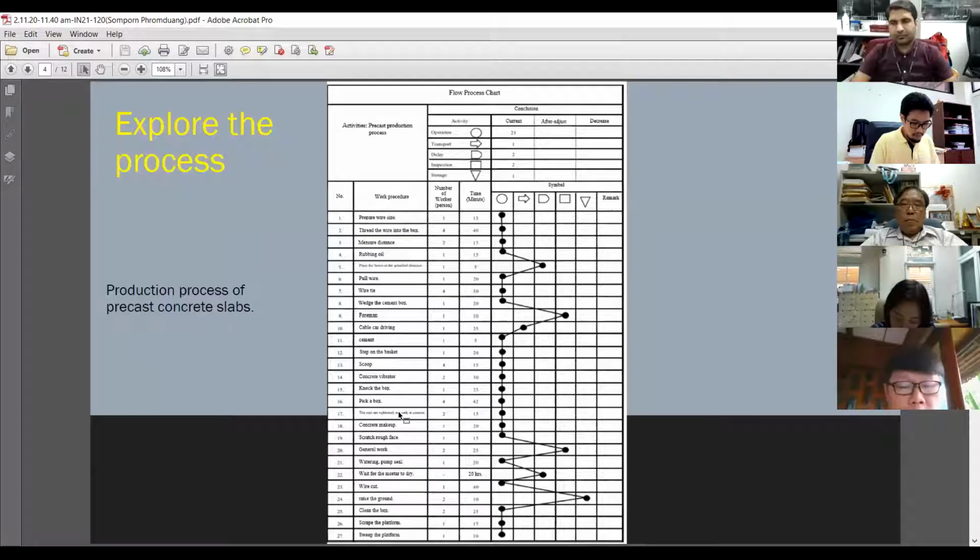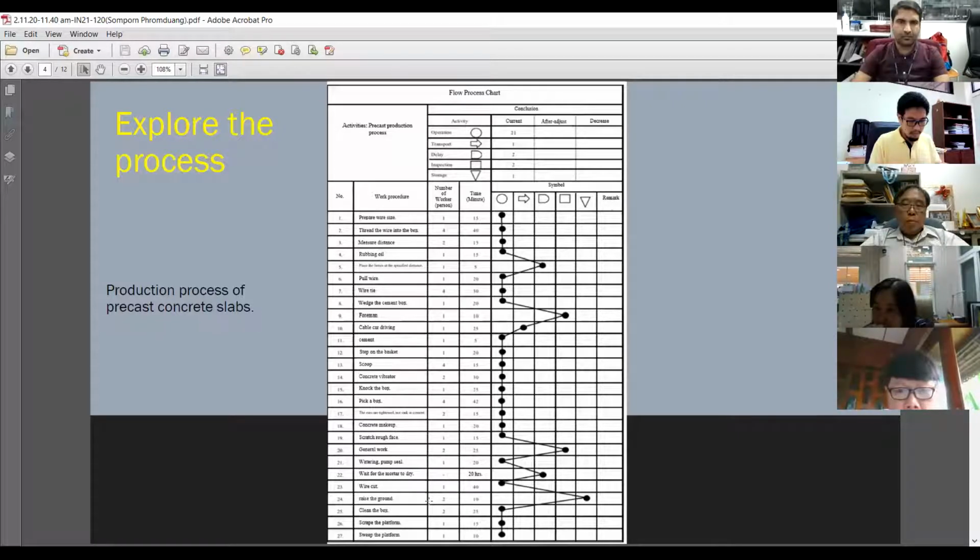The data here show the flow process chart of the precast concrete slab. There are 27 steps in the whole process, and process number 23, the wire cut step, uses a time of 40 minutes, and that makes the process delay.